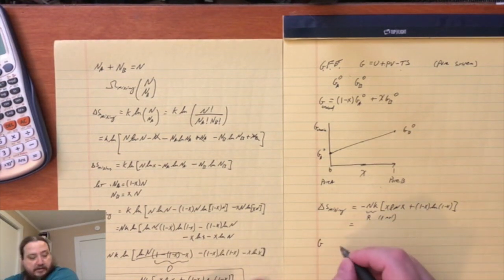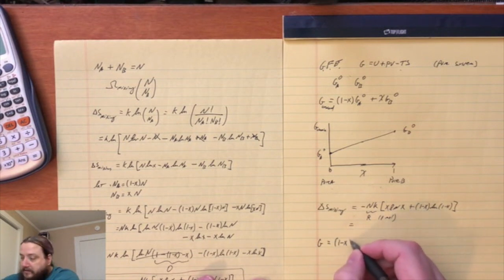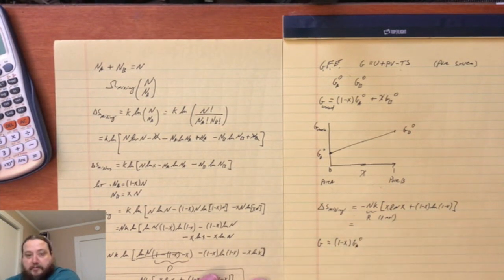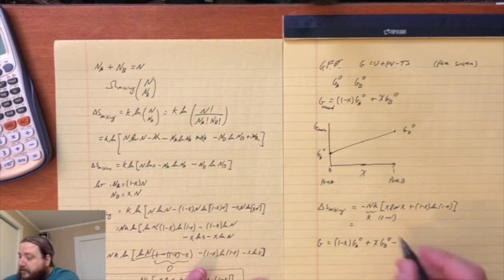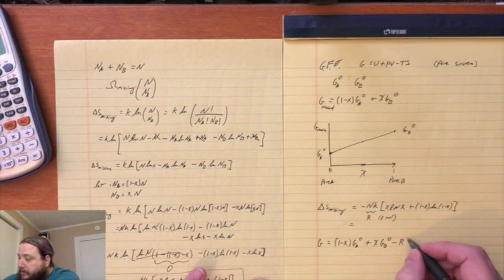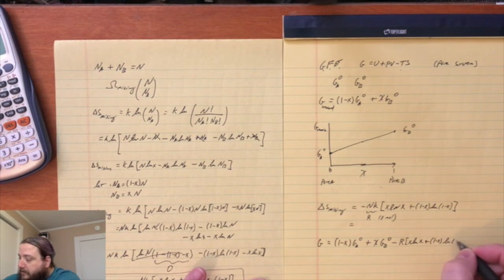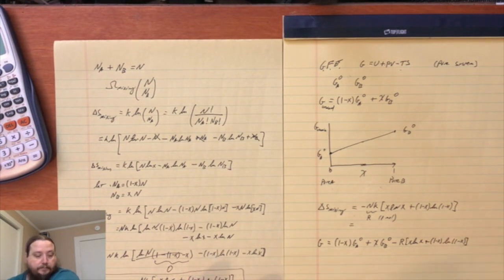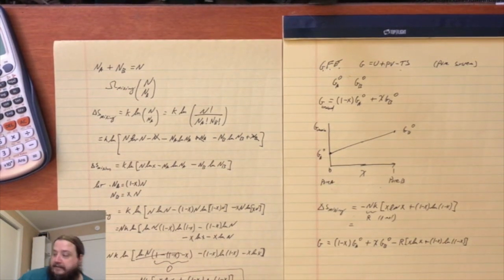And then rewrite our Gibbs free energy as 1 minus x times the Gibbs free energy of pure A plus x times the Gibbs free energy of pure B, where now these are the Gibbs free energies of 1 mole each of A and B, minus this term for the entropy, R times x log x plus 1 minus x log 1 minus x. Let's think a little bit about what that's going to look like.